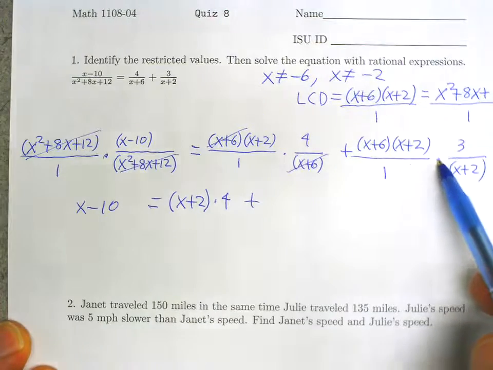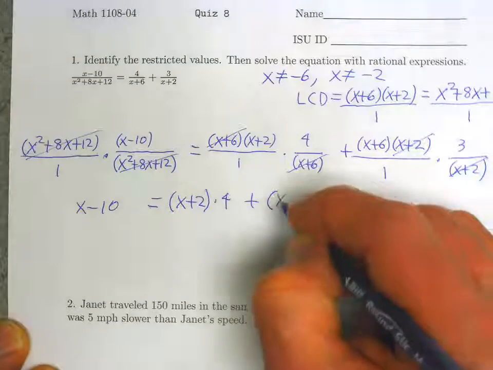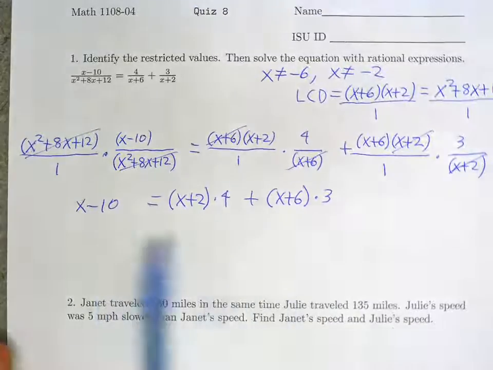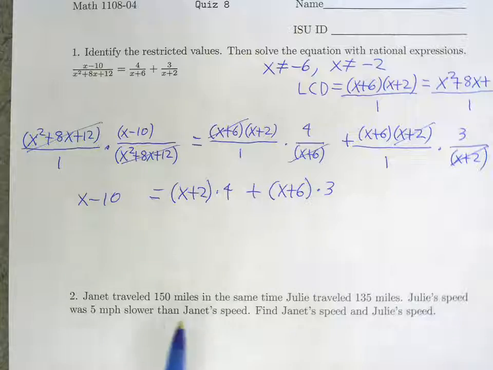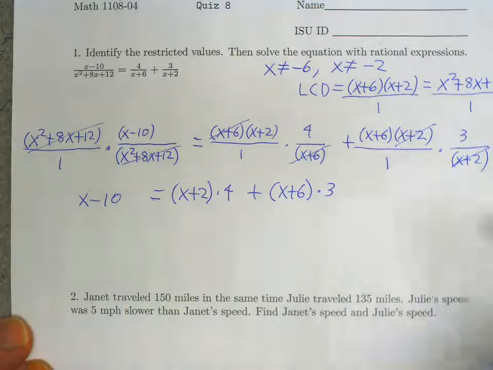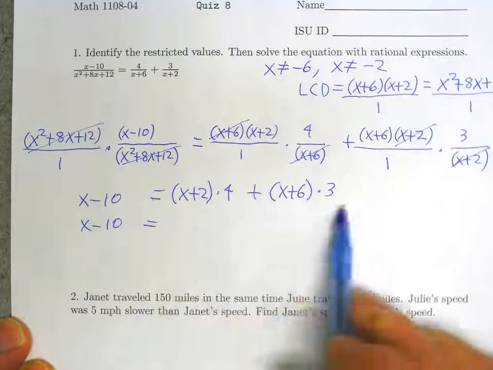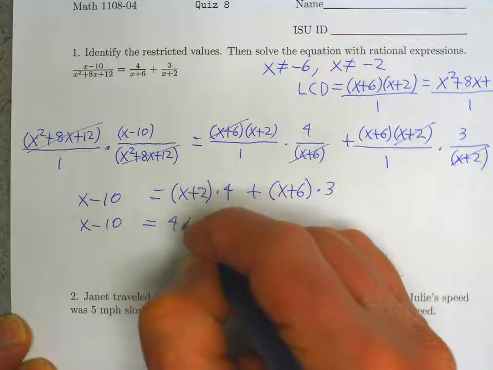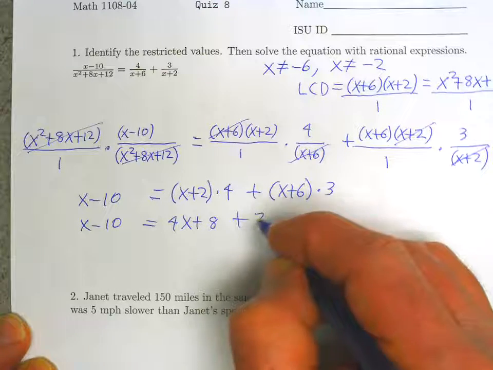And then finally over here in this product, x plus 2 from the numerator divided by x plus 2 from the denominator, we're just left with x plus 6 times 3. This equation looks a lot easier to solve than the original. So we just do some algebra and arithmetic. We apply the distributive property a couple of times on the right-hand side. X plus 2 times 4 is 4x plus 8. And then x plus 6 times 3 is 3x plus 18.